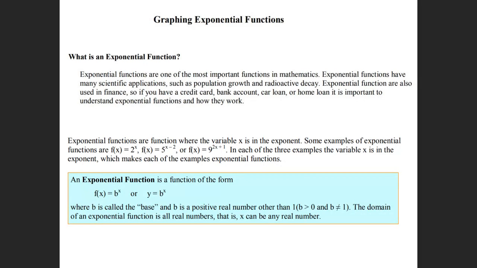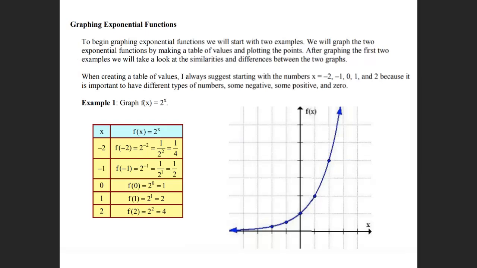In each of the three examples, the variable x is in the exponent, which makes each of the examples an exponential function. An exponential function is a function of the form f of x equals b to the x power, or y is equal to b to the x power. B is called the base, and x is your exponent. The graph of an exponential function looks like the graph below.